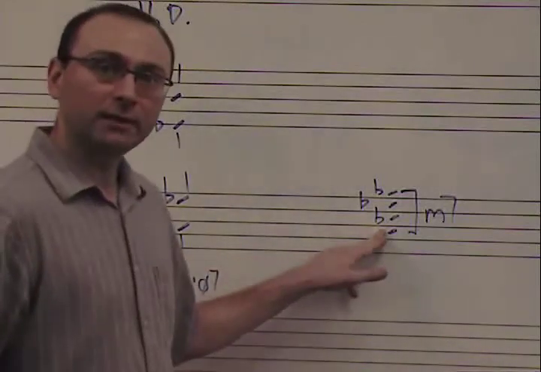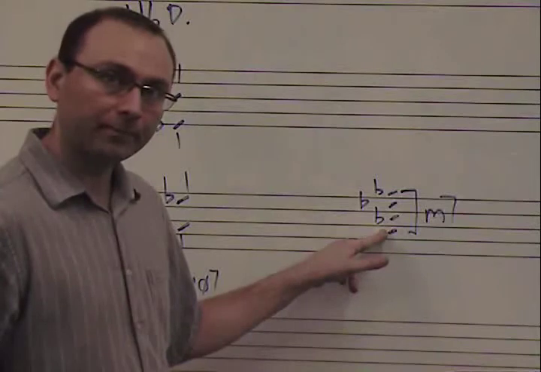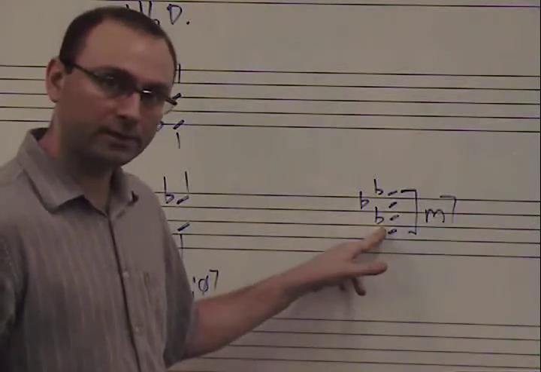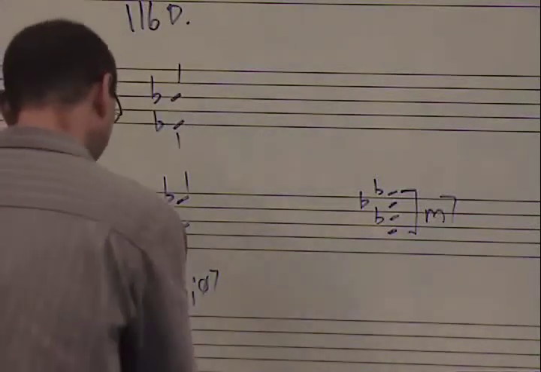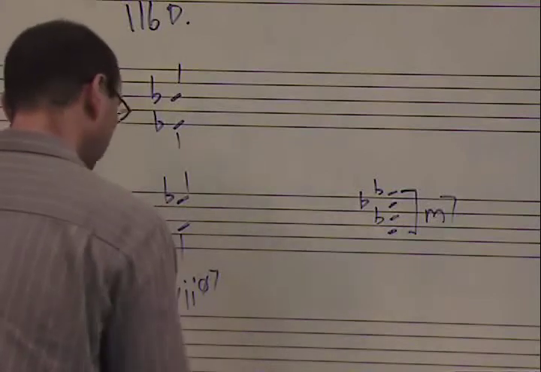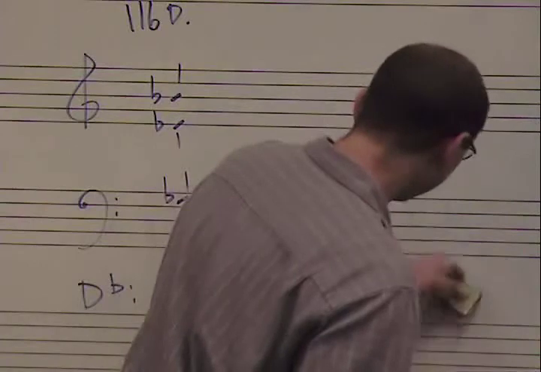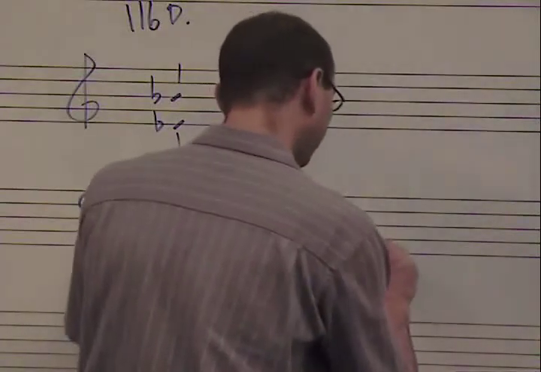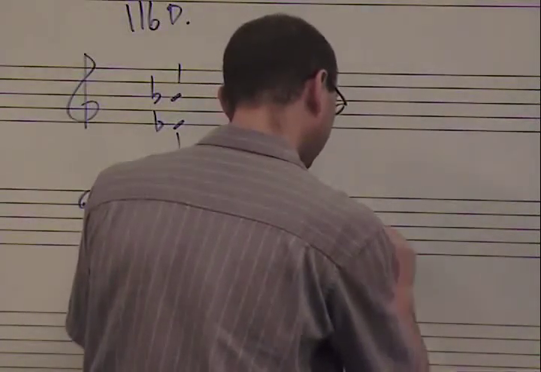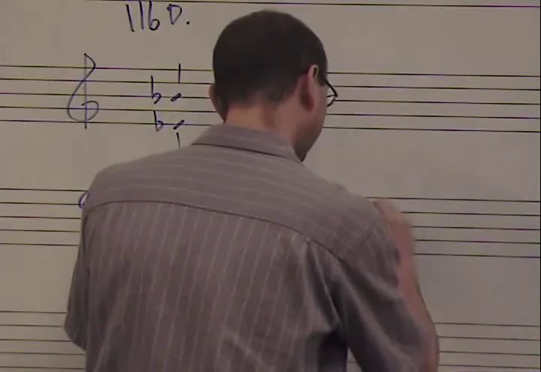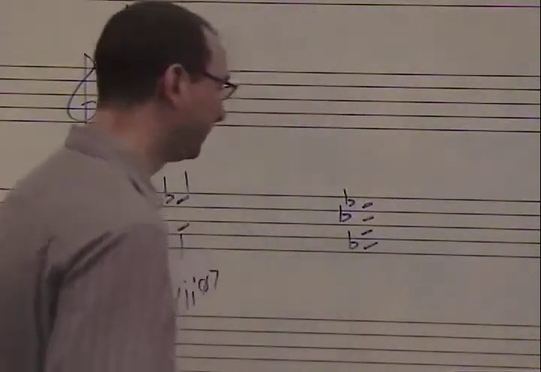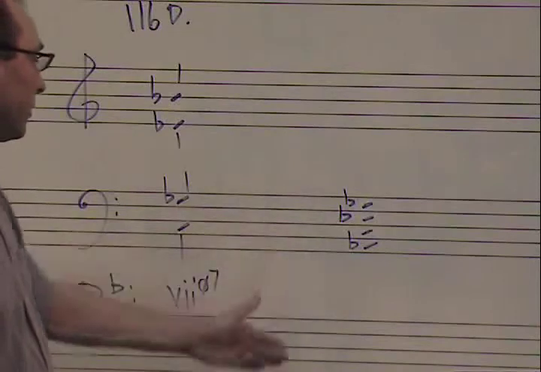The root factor is the leading tone in a key. The key is D flat. So let's spell the dominant 7th chord now in the key of D flat. Its root is A flat, C, E flat, and G flat. Here's the dominant 7th chord.